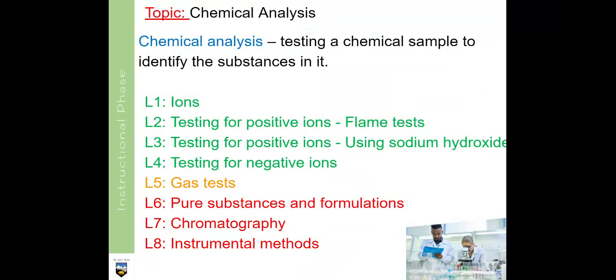Because we have had half term, I just want to quickly recap what we've covered so far in the topic. The topic is chemical analysis, where we are testing chemical samples to identify the substances in them. We've already looked at the first 4 lessons. If you look at the list, the ones in green we've covered. We've looked at ions and how to test for positive and negative ions. Today we're looking at how to test for gases, and then the next 3 lessons are what we should be covering for the rest of the topic. So today we are focusing on gas tests.